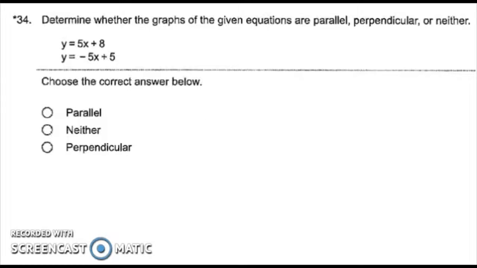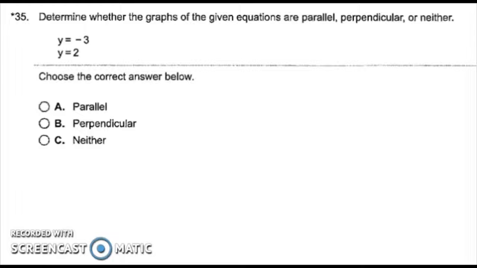Number 34, determine whether the graphs of the given equations are parallel, perpendicular, or neither. We look at the slopes. They are different signs. So that means they're not parallel. They're not reciprocals, so it won't be perpendicular, even though it's negative and one's positive. So it will be neither for number 34.